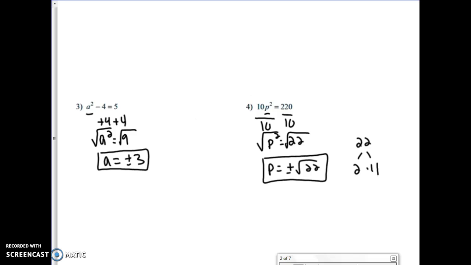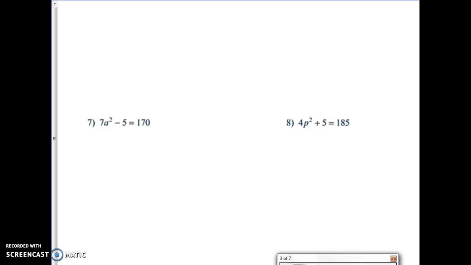I'm going to ask you guys to try 5 and 6. You guys can ask me if you have questions. I'm going to jump to 7 and 8 with you guys.